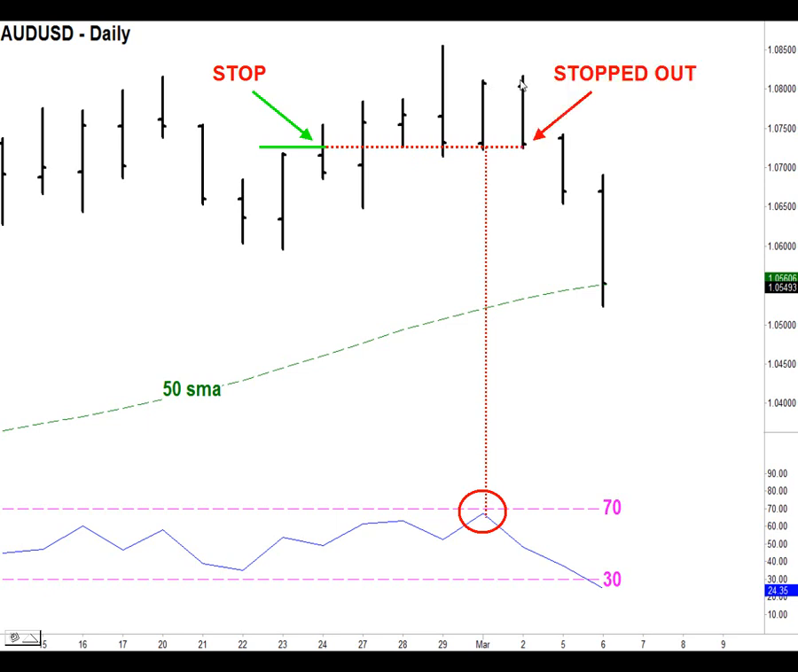But look what happened the very next day. Right back down. We got stopped out. We lost basically nothing on the trade, maybe 3 to 5 pips slippage. But it was a good trade using this technique, because had we not, look at the large loss we could have incurred with this. So this is a really nice technique.